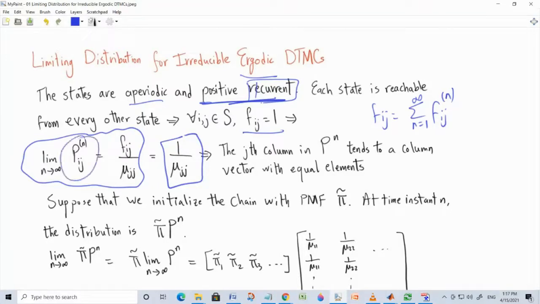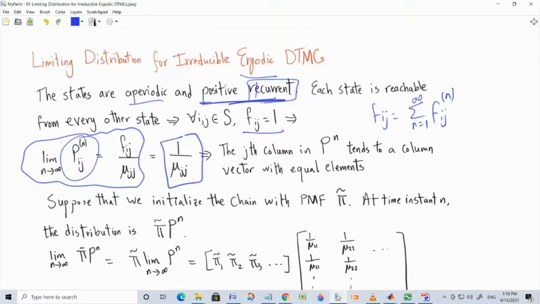So if you think about this, what does it mean that you fix j and you make i change? It means that you are talking about the jth column in the transition probability matrix raised to the power n. So what we are saying here is that the jth column in P to the power n will converge to a vector whose components are the same. And they are all equal to 1 over mu jj, which, of course, is the mean recurrence time of state j. So it is the average number of steps that, starting from j, you need to go back and enter into j for the first time after the initialization. Okay, so this is an interesting thing. Again, you must keep in mind that here we are talking about an irreducible ergodic discrete time Markov chain.